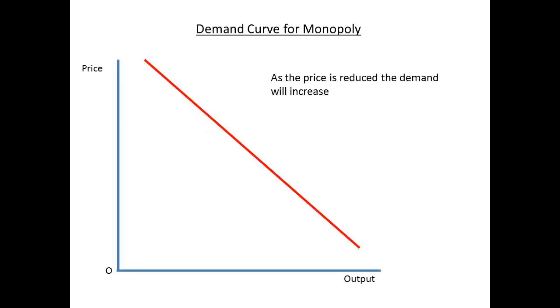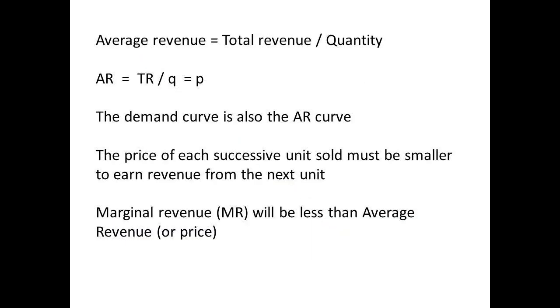Let us start with a monopoly. The demand curve for a monopoly is shown. It is a simple curve where the demand increases as the price is reduced. The average revenue is equal to the total revenue divided by the quantity of the goods sold. The total revenue divided by the quantity sold also gives the price of the goods. This means that our demand curve must also be our average revenue curve. A monopoly has to reduce the price of successive units to obtain revenue from further sales. Or in everyday terms, if you want to sell a lot more, then you have to keep reducing the price. The result of this will be that the marginal revenue will be less than the average revenue.